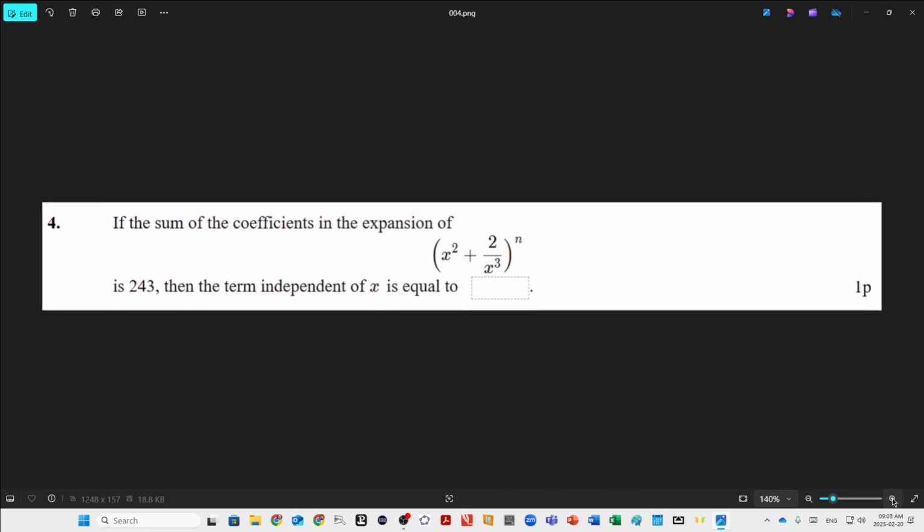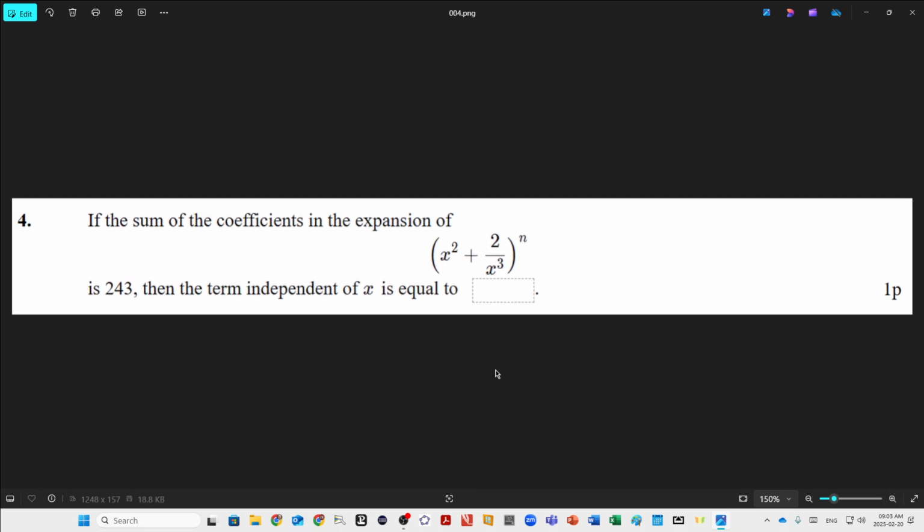Okay, what is this one now? Yeah, this is a little bit more interesting. You need to find the idea behind that. If the sum of the coefficients in the expansion of this is 243, then the term independent of x is equal to what? You can read the question. I will erase the board.